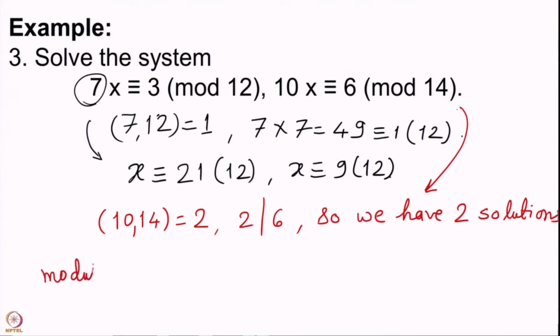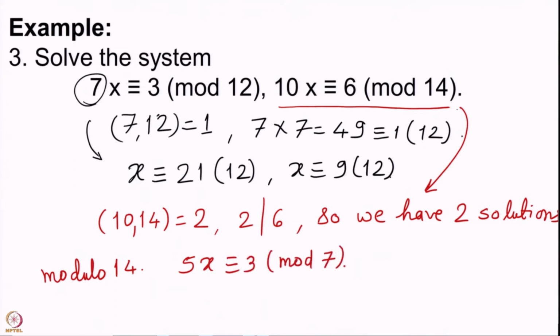Modulo 14, the next thing would be to cancel out 2 from all these 3 numbers. So, we are left with 5x congruent to 3 mod 7 and then we see that x congruent to 2 mod 7 is the answer to this. So, there are two solutions indeed, but they are modulo 14 and therefore, modulo 7 there is only one solution which is 2 mod 7. Modulo 14 the solutions would be 2 and 9, but modulo 7 there is only one solution.